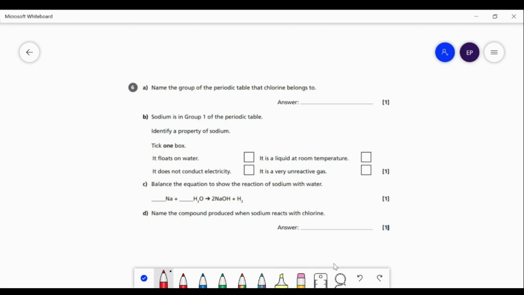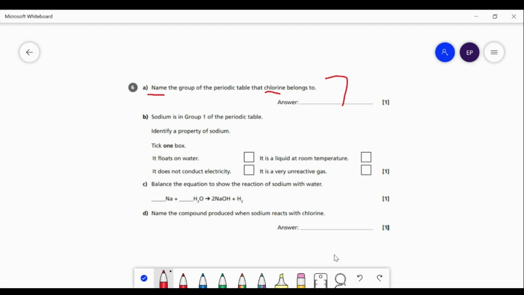6A. Name the group of the periodic table that chlorine belongs to. Now remember, in the exam you will be given a periodic table. So if we look for chlorine, symbol Cl, we can see that it is in group 7 of the periodic table, which is also known as the halogens. So the halogens would be another acceptable answer.